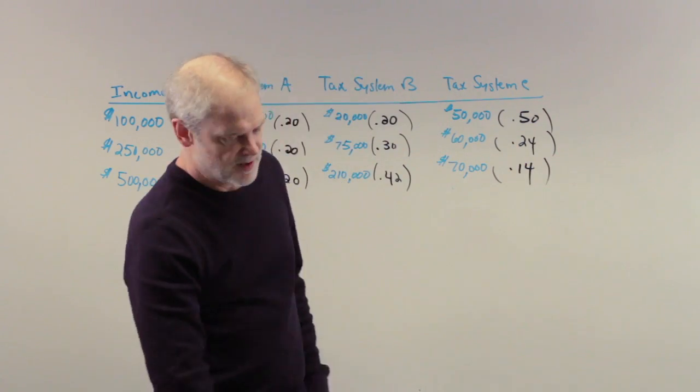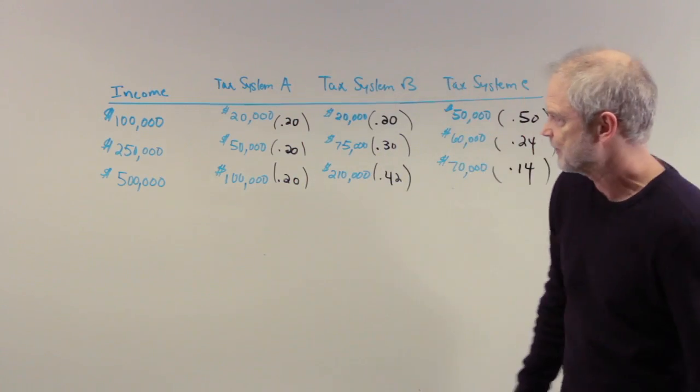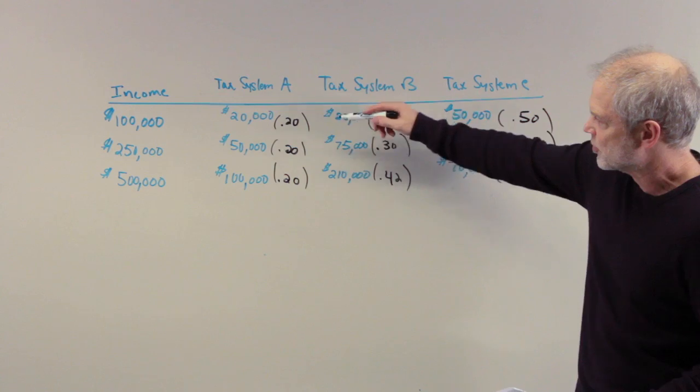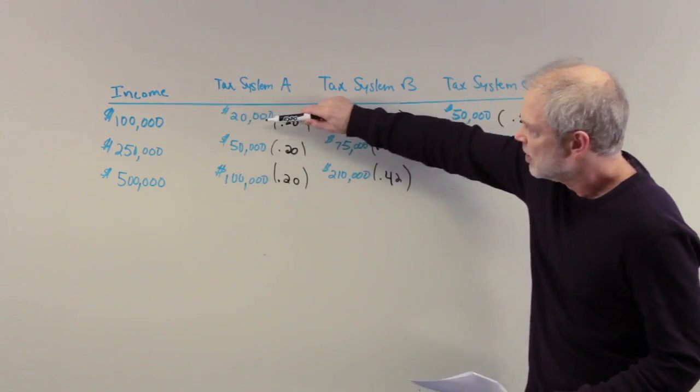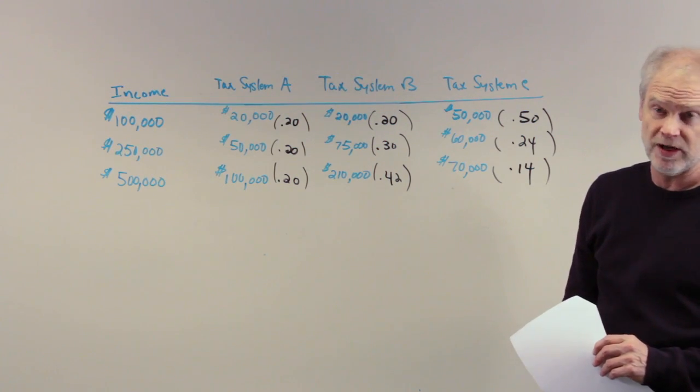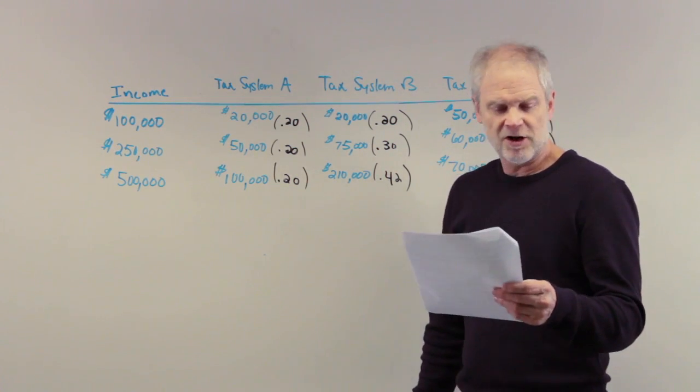So now we've got pretty much set up the next two questions here. So, the answer to number 7 is that tax system A is proportional because no matter what your income, your tax liability is 20% of your income. Your average tax rate is 20%. Now, go to question 8.